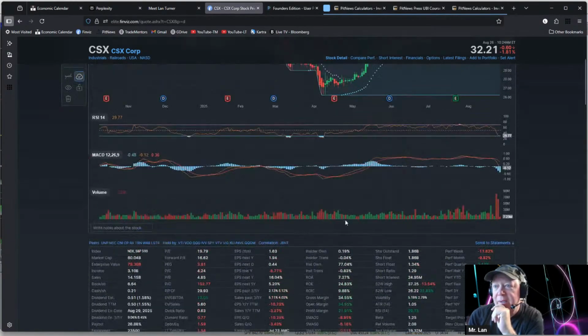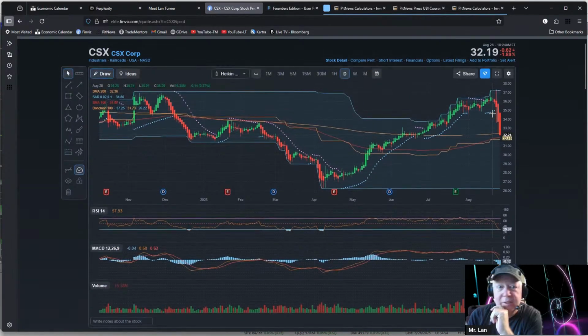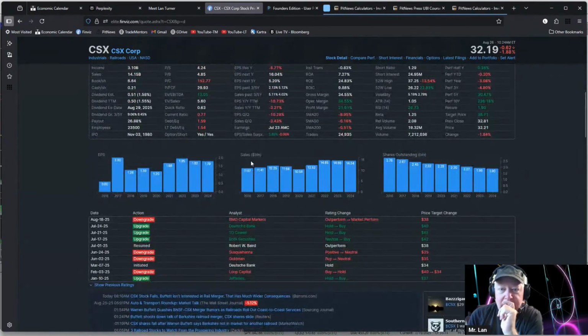August 18th. That's probably when it flushed. Right in here. Does this little thing show the date? It does. There's August 18th right there. They downgraded them. And then 1, 2, 3 days later, flushed like a toilet. Oh, sales in billions. They're still making money. Like, look at this. It's coming down a little bit.